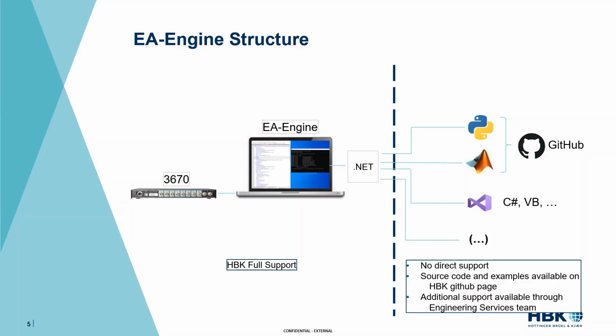Here's a visualization of the EA Engine structure. We have the 3670 DAC communicating with the EA Engine, and we're interacting with the API through the .NET framework.